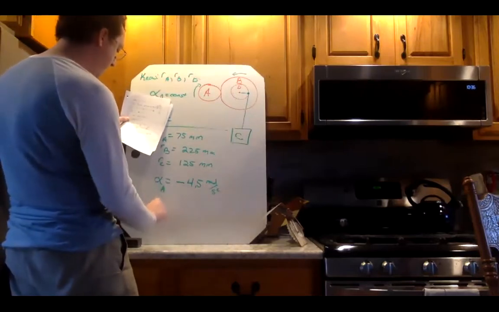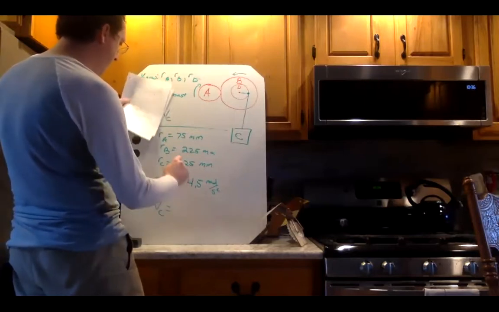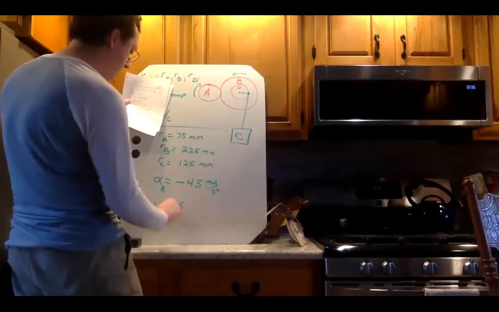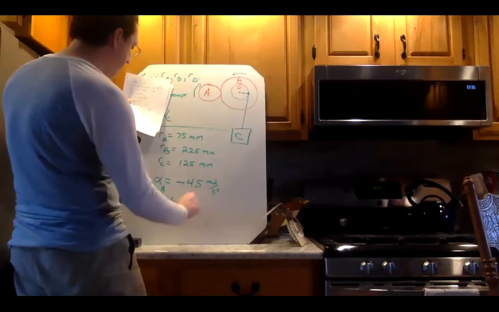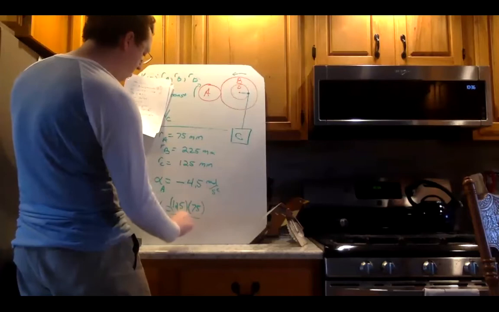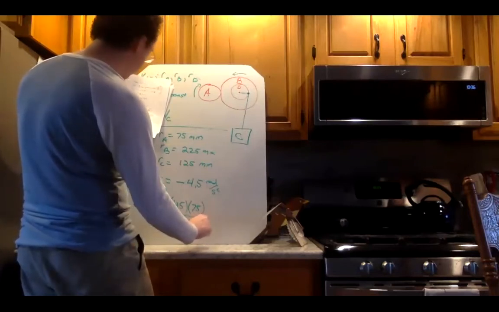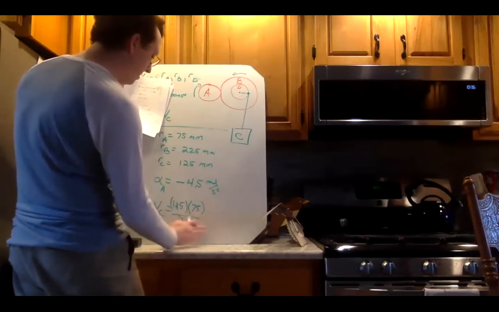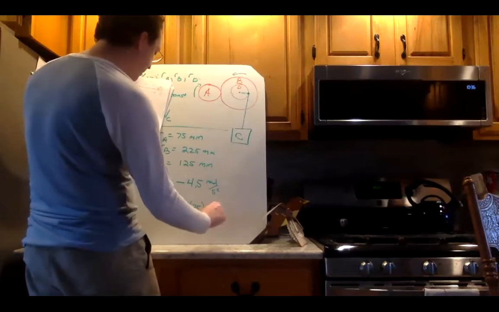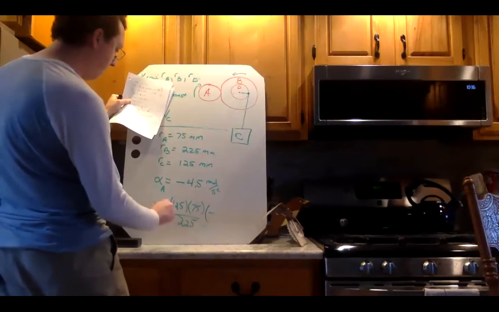So then VC, when I plug it all in, is going to be 125 times 75 divided by 225 millimeters. They all have units, so that's fine. And then I get minus. So okay, there are two things. I had a minus sign from the formula.